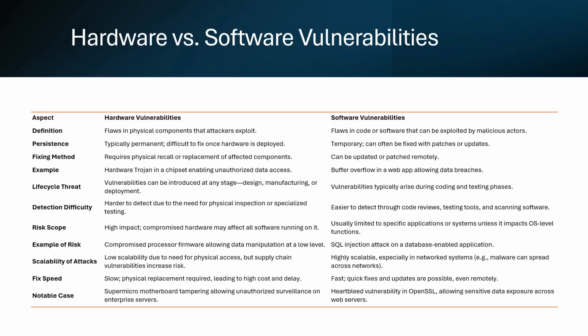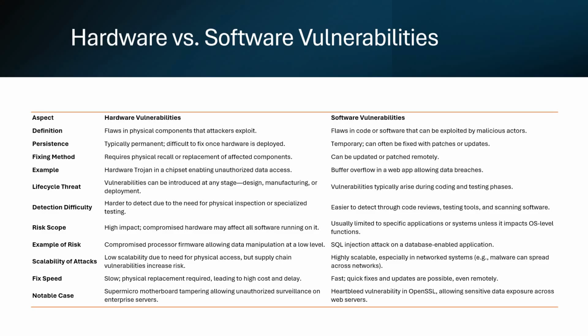An example of the risk with hardware vulnerabilities can be compromised processor firmware, allowing data manipulation at a low level. When it comes to software, it's the well-known SQL injection attack on a database-enabled application. Scalability of attacks: how scalable could it be when it comes to hardware? Low scalability typically, because the physical access and all those things will be a problem. And supply chain vulnerabilities really increase the risk.